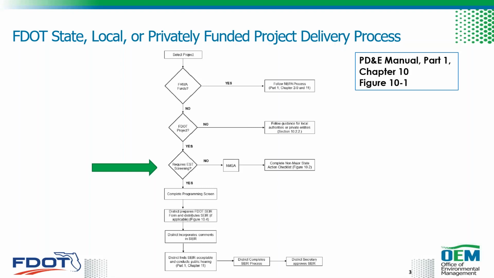So to determine whether a non-major state action or a state environmental impact report is prepared, the Turnpike is going to identify if the project qualifies for screening in the ETDM EST. If screening is not required, the project is a non-major state action, and then a non-major state action checklist is prepared. But if the project does qualify for screening, then it's going to proceed through the ETDM process and then on to PD&E, where a state environmental impact report is going to be prepared.